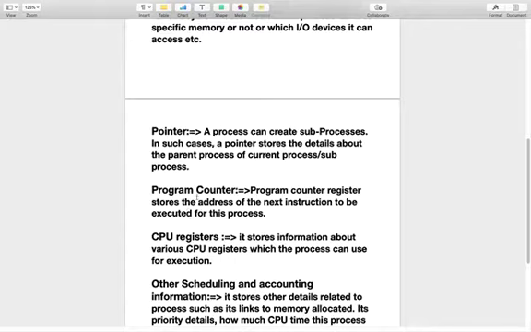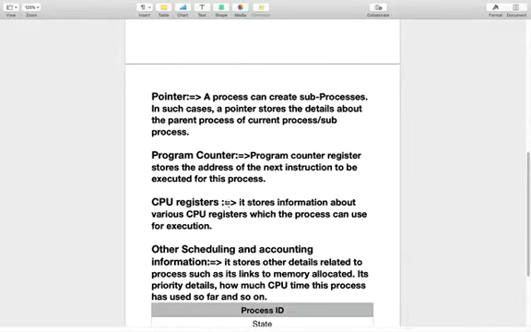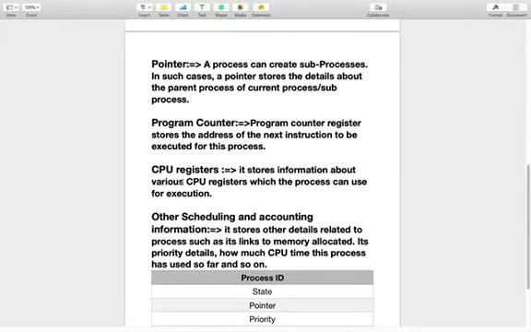Next is program counter. The program counter register stores the address of the next instruction to be executed for this process. Our next is CPU registers. It stores the information about various CPU registers which the process can use for execution. CPU registers are the smallest unit of memory in the CPU, which the process can use for execution.